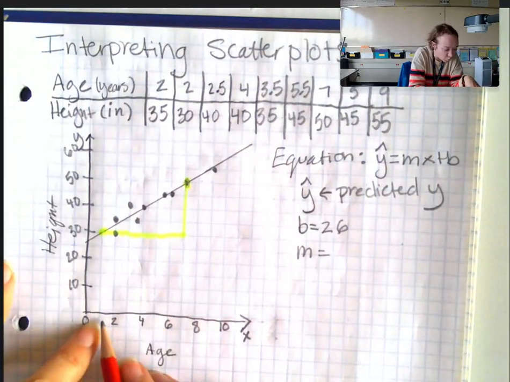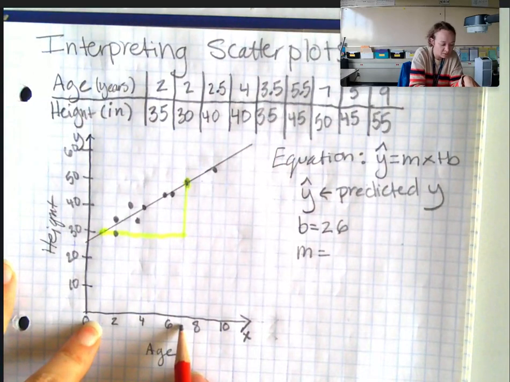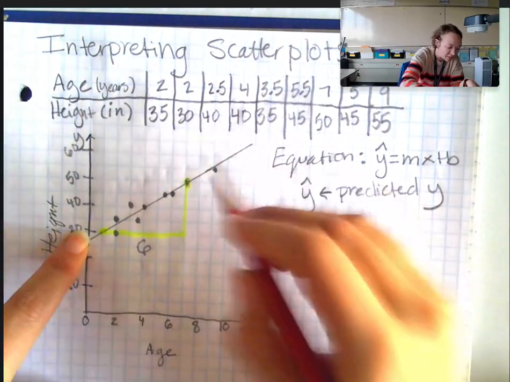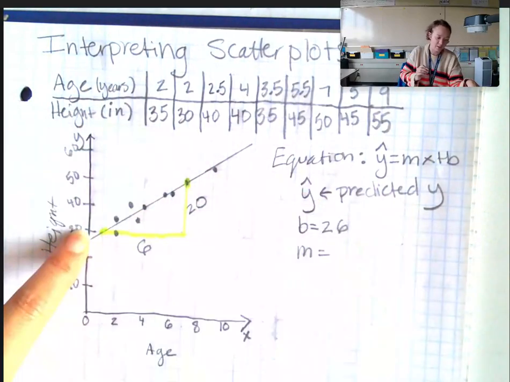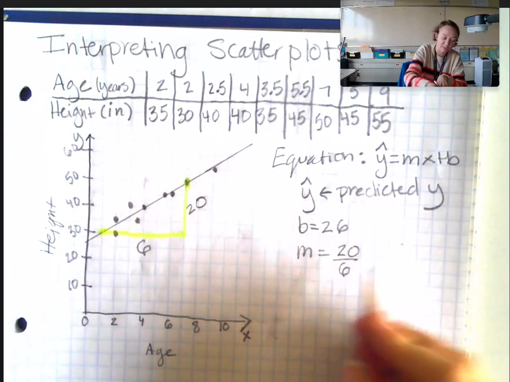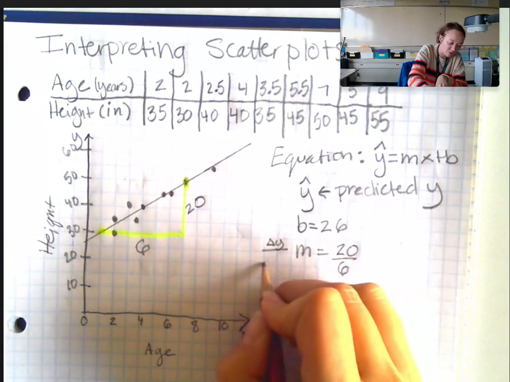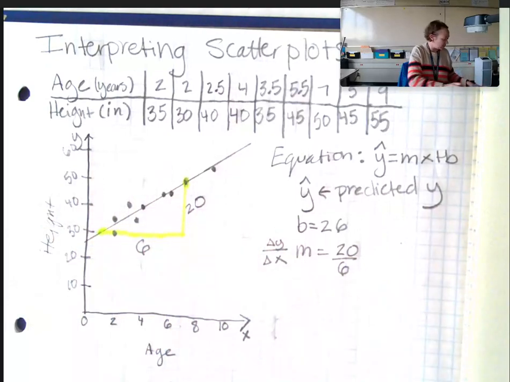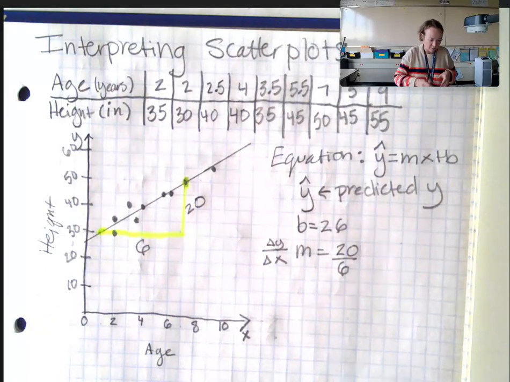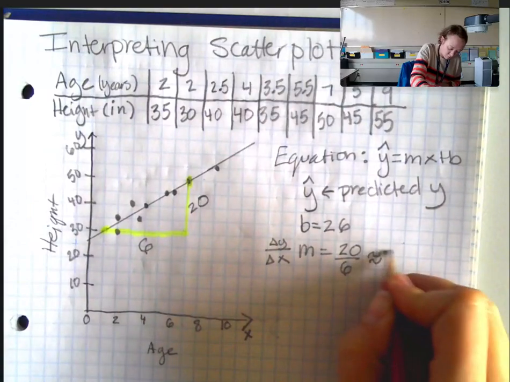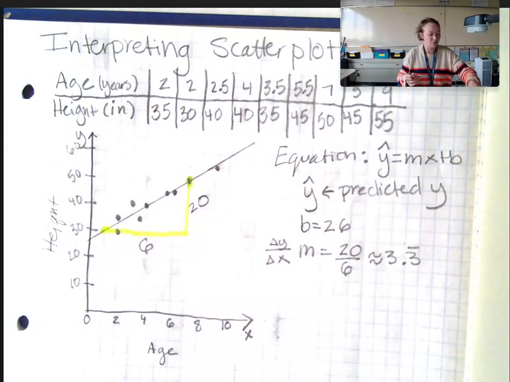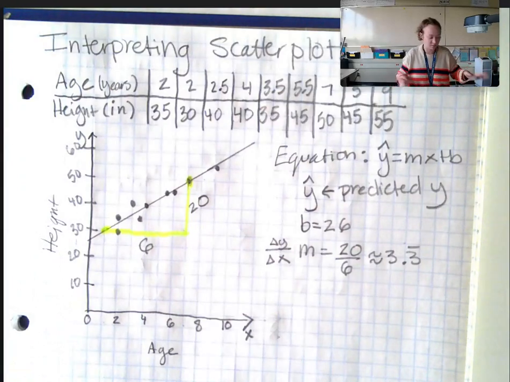So here it's going from 1 to 7. So that's a growth of 6. And it's going from 30 up to 50. So that's 20. So I'm going to do 20 divided by 6 because slope is always the change in y divided by the change in x. And we can see what decimal that gives us. And that gives me approximately 3.3 repeating. Or I guess it gives me exactly 3.3 repeating, but these are approximate points. So everything here is approximate.